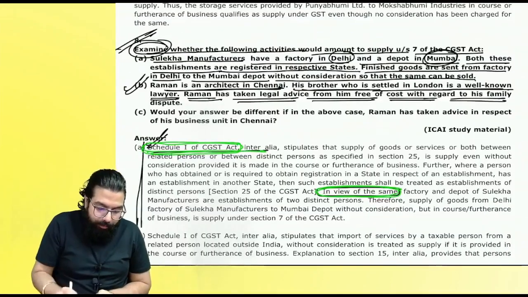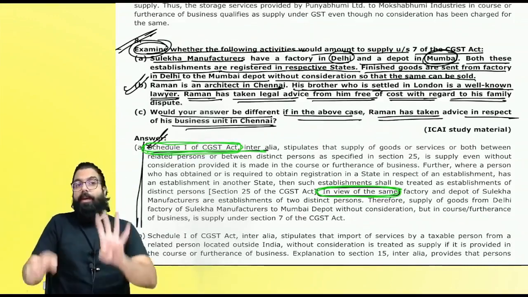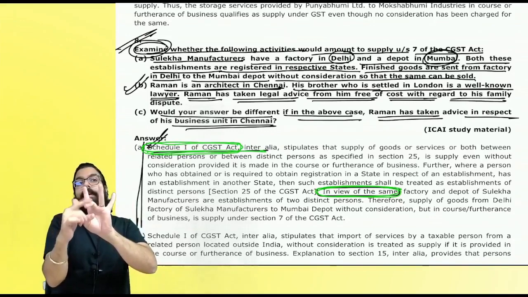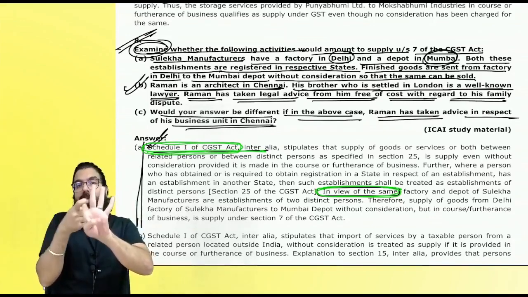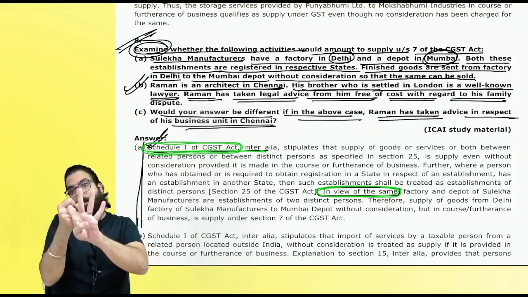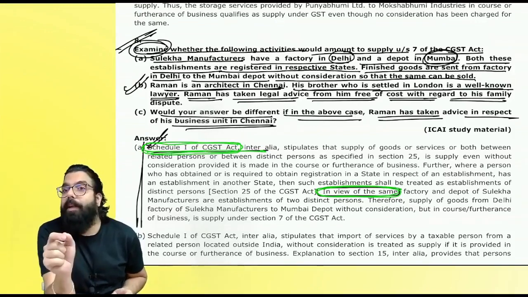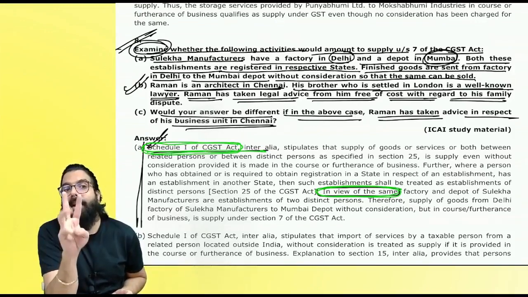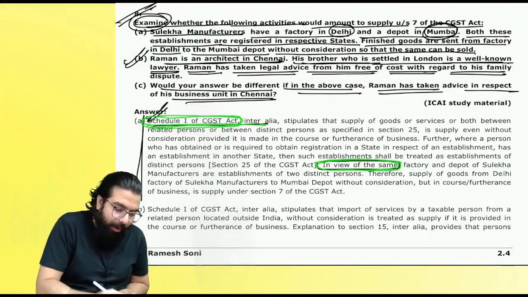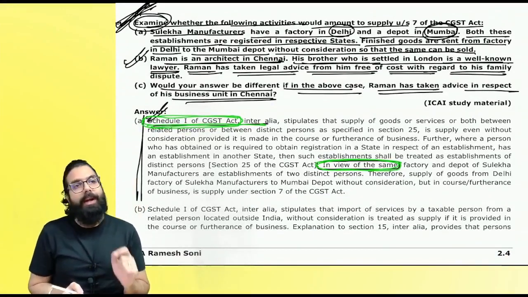Next. Everyone over here, would your answer be different if in the above case Raman has taken the advice in respect of the business unit in Chennai? Importation of service. Business is also there. Consideration is not there. But the problem is, he is not your related person. It should be importation of service from a related person for business without consideration. Importation of service happened, but it is not your related person. For a person to be related to you, who is a related person, everyone? Brother, sister, parents, grandparents, only if they are dependent. Are we clear, everyone? Today, do one thing: go home and practice this question. It will be homework. You have to write the answer.